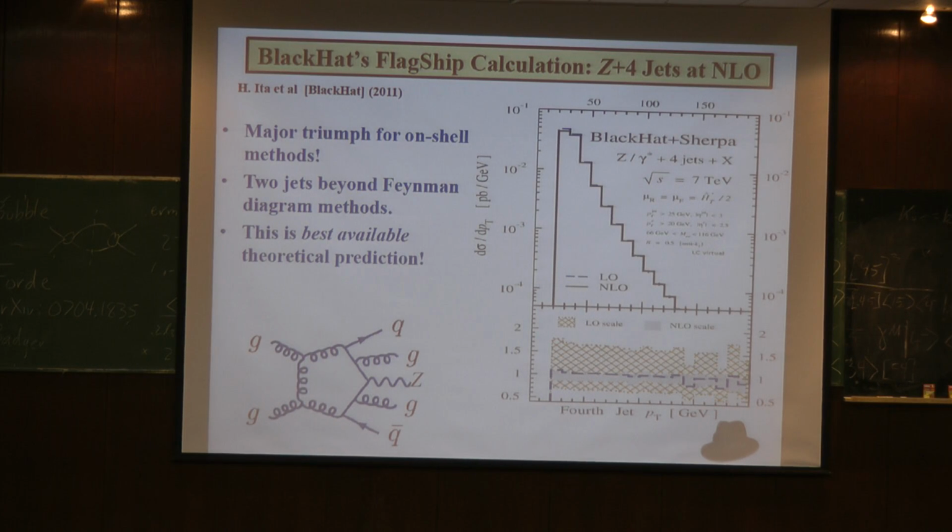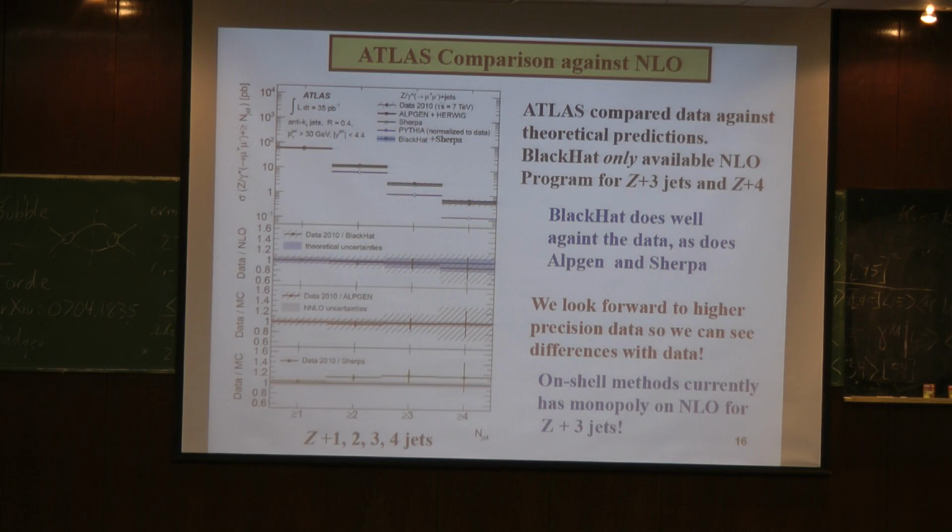Okay, so here's an example. This is the calculation of Z plus 4 jets at next-to-leading order. There's Harald, our lead author on this. And this really is the best available theoretical prediction. So at this point in time, if an experimenter is interested in any kind of precision statement about Z plus 4 jets, then it's this program that they have to come to. Presumably that won't last long. Other people, I think, will do that.